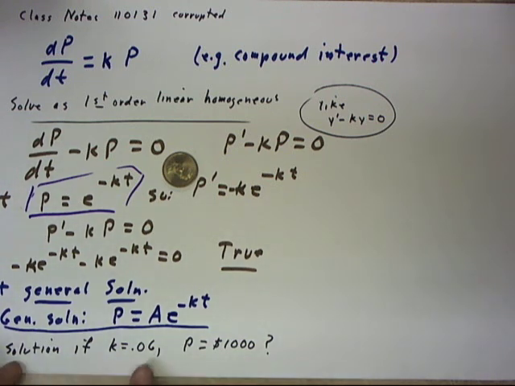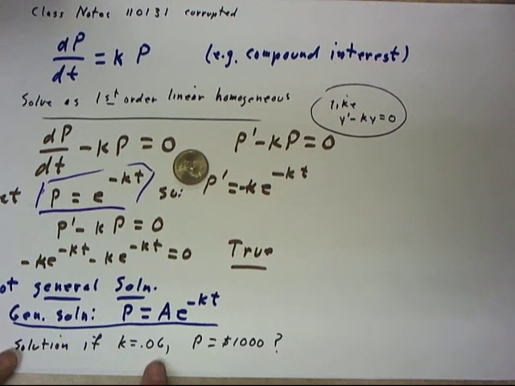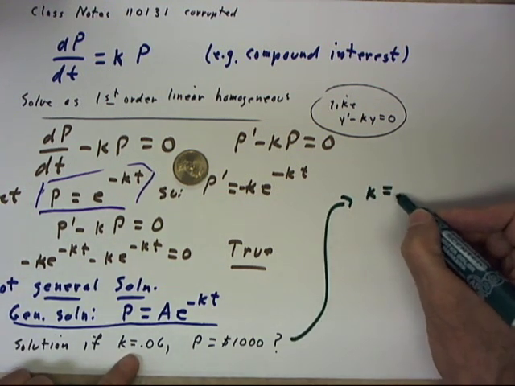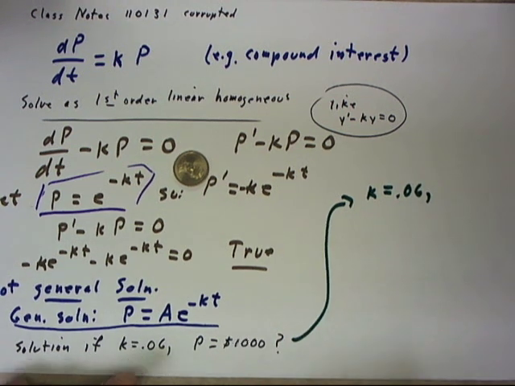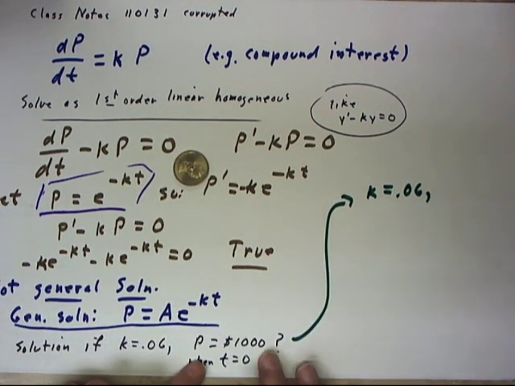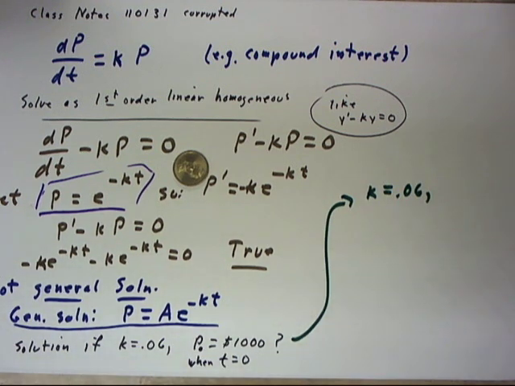And now we try to apply this solution to the case where k is 0.06 and P is $1,000. This amounts to an investment of $1,000 at 6% interest, with that interest compounded continually. What's our solution? Well, if k equals 0.06 and P equals $1,000, now I kind of misstated there. P equals $1,000 when t equals 0. So our initial P, which we'll call P naught, equals $1,000.